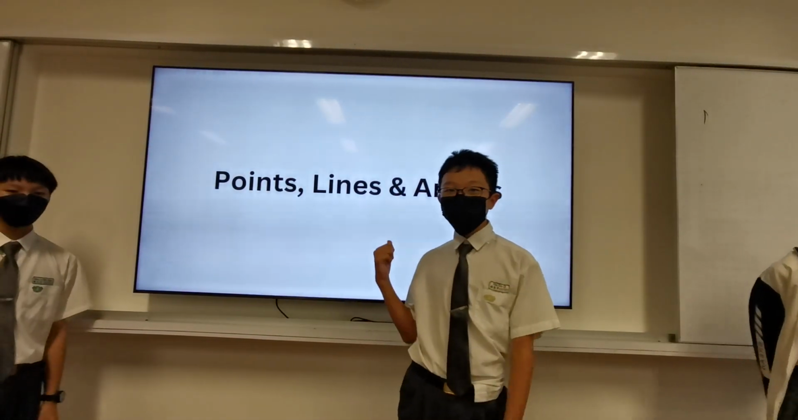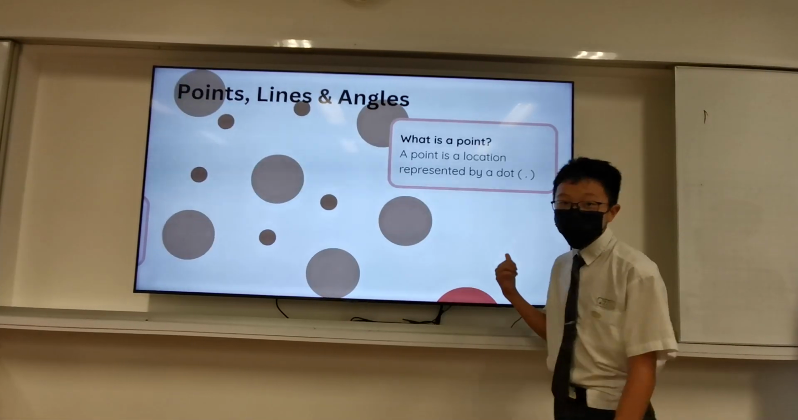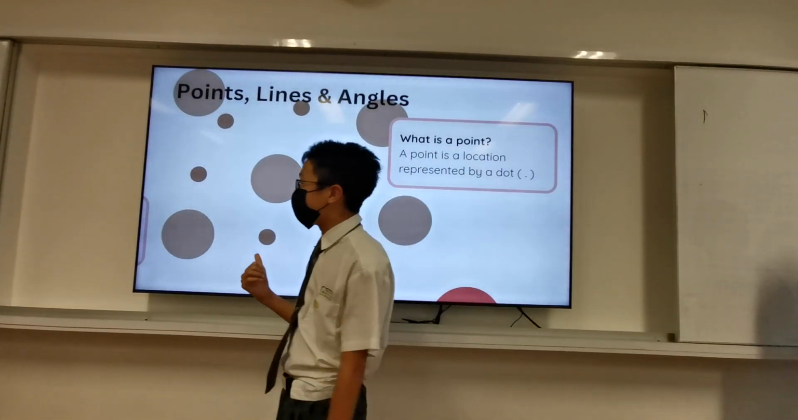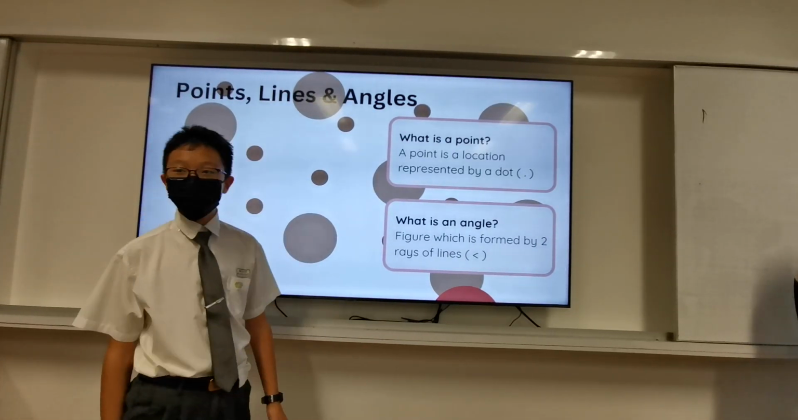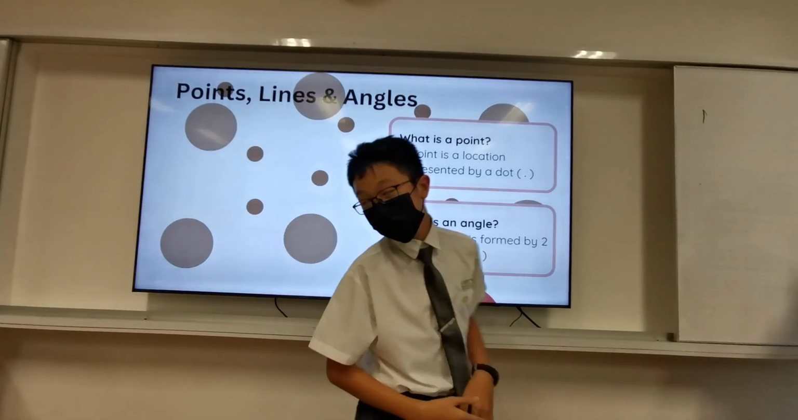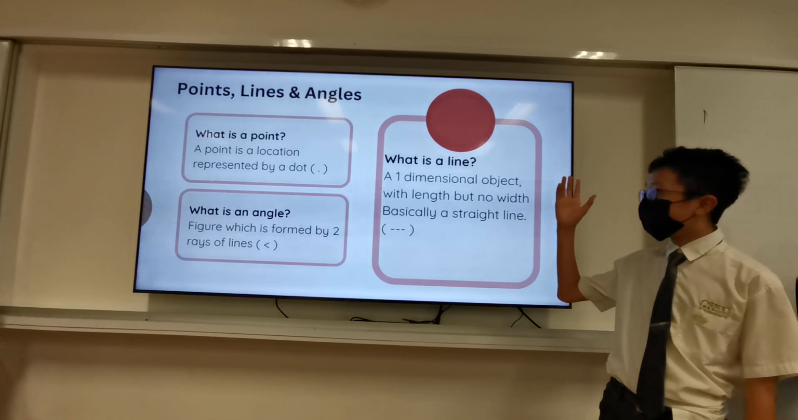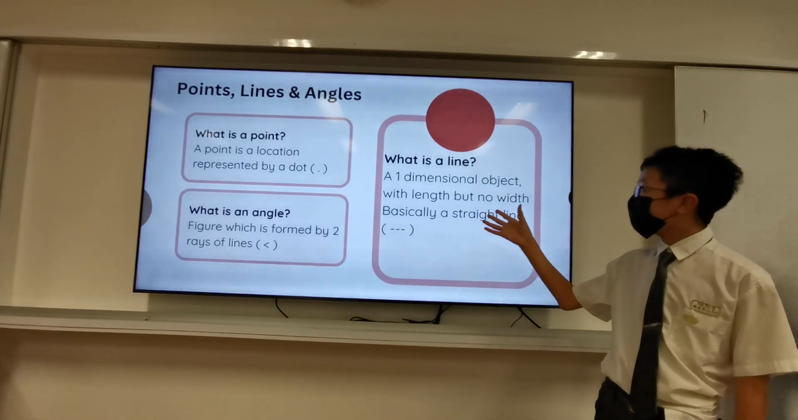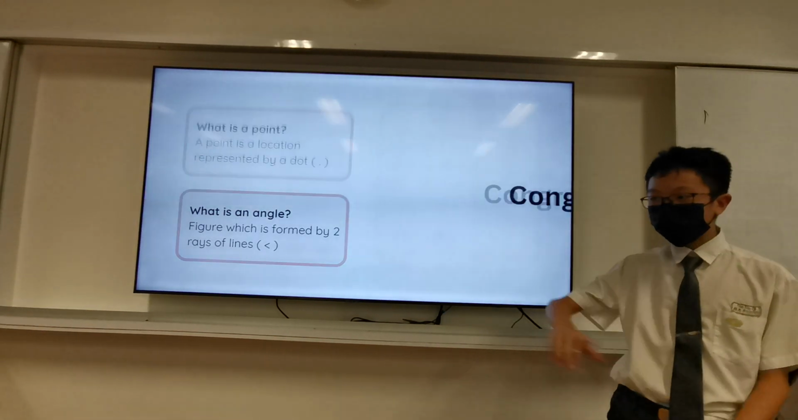I'll be doing points, lines, and angles. A point is a location represented by a dot. An angle is when two lines cross each other, like corresponding lines. A line is a one-dimensional object with length but no width, and it just travels in the same direction.